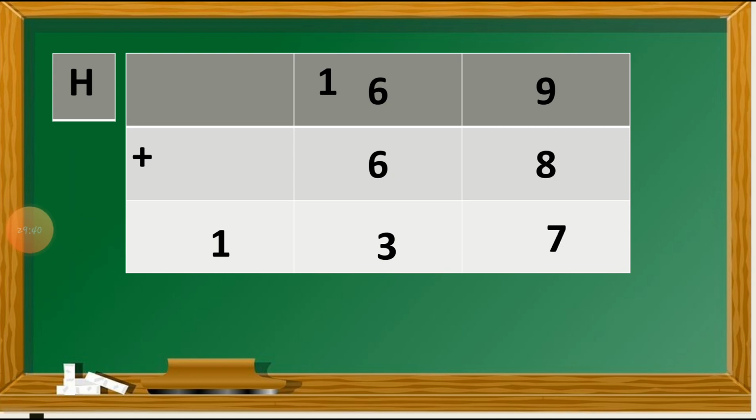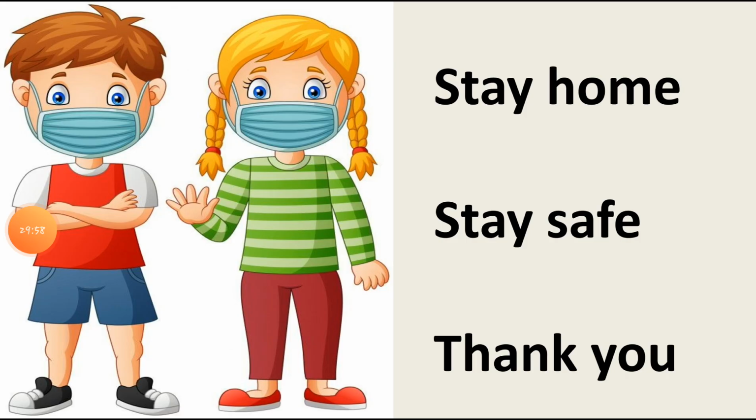Hope you understood this, how to regroup twice in one sum and how to write down the answer: the 2-digit sum, and the answer will come in 3 digits. So this way you can write down the answer, and hope you understood this, students. There is no doubt regarding this.